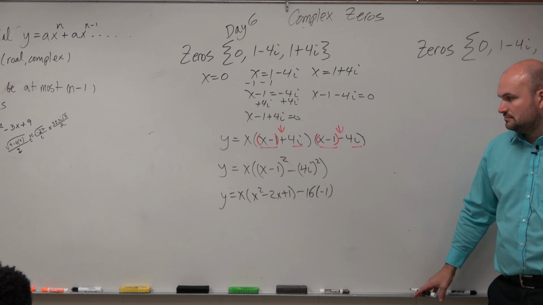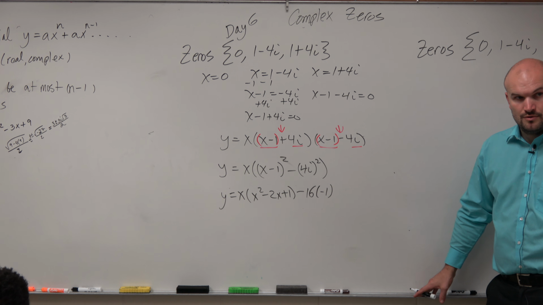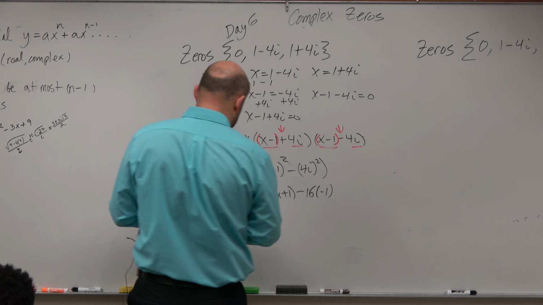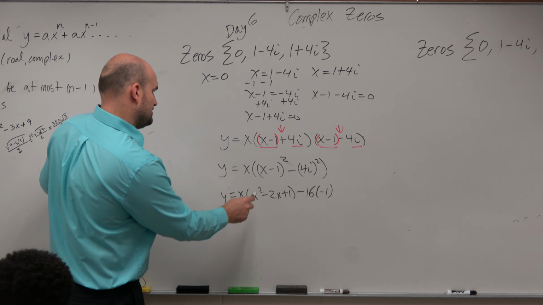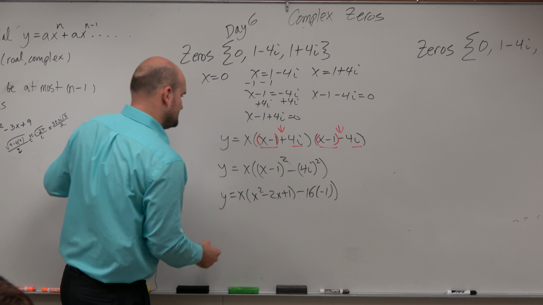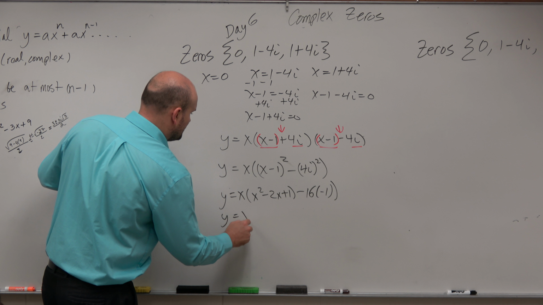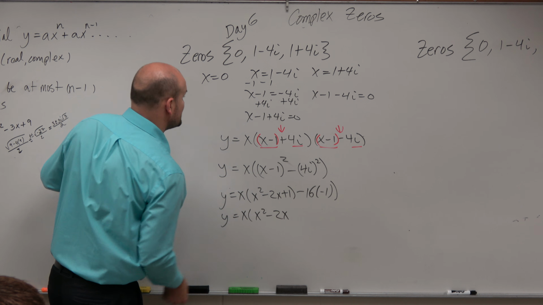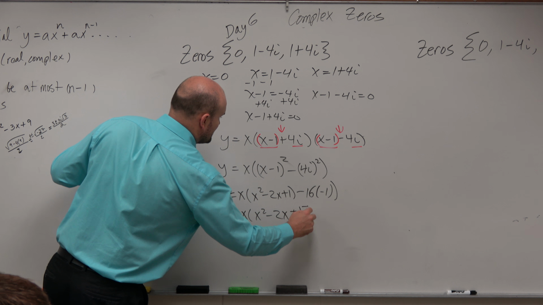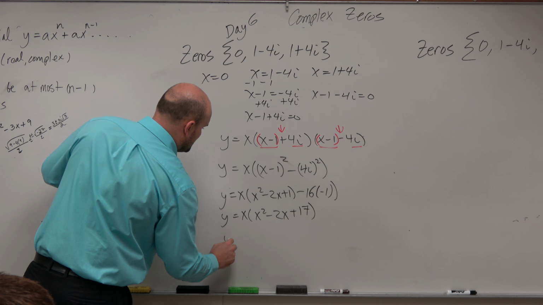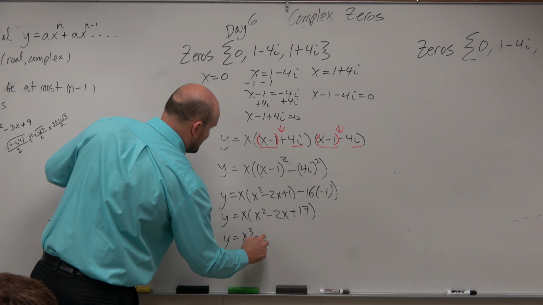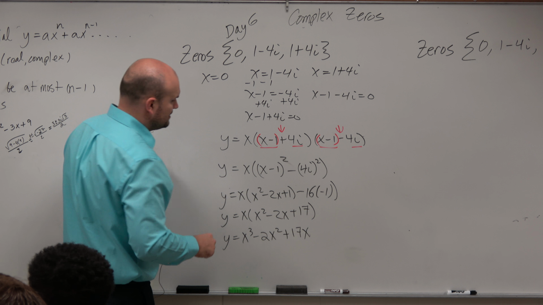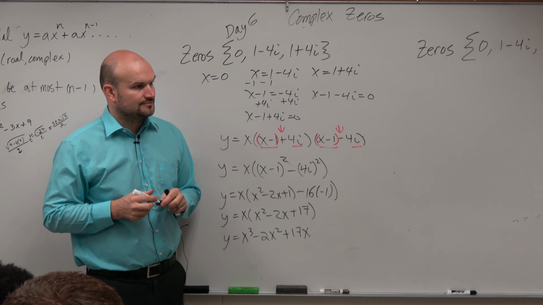Right? Again, it's a shortcut. If you did multiplication, you'd get the same answer. I'm sorry about that, that's in other parentheses. There you go. So y equals x times x squared minus 2x. Negative 16 times negative 1 is a positive 16, so that's going to be plus 17. Distribute my x all the way: x cubed minus 2x squared plus 17x is my final answer.